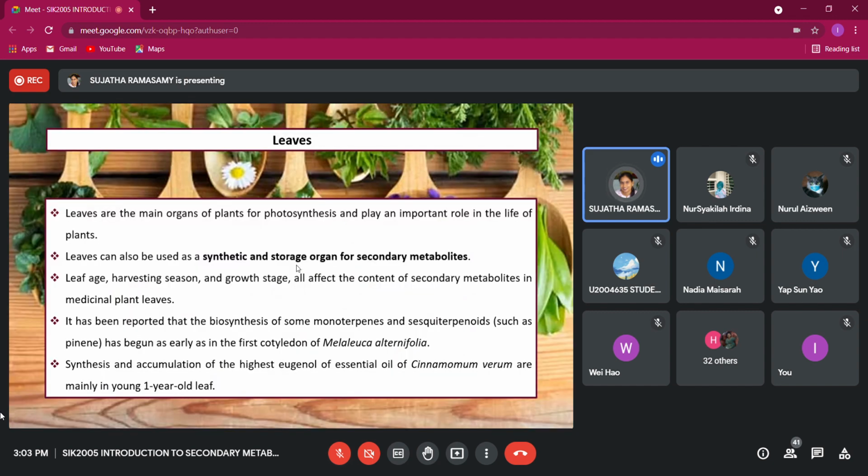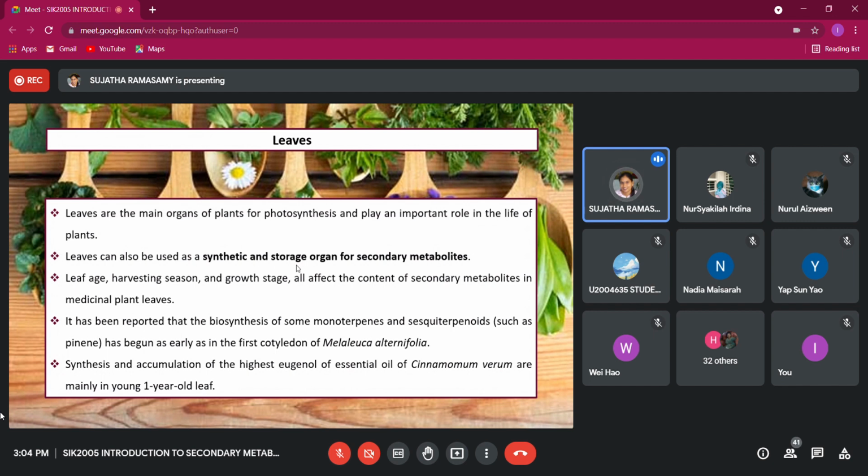And then let's look at the leaves. Okay. When we look at the leaves, leaves are one of the organs that is important for photosynthesis.